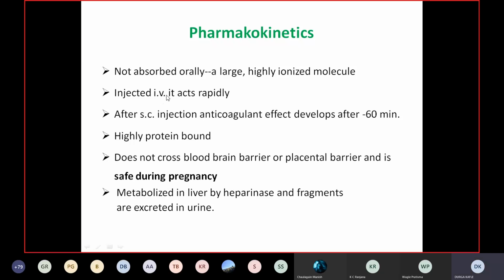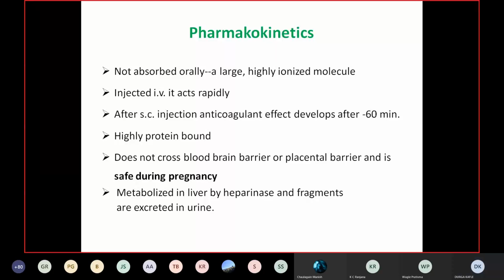When you give it by the intravenous route, it acts very rapidly, within a second it shows its action. So in case of emergency, you prefer this IV route. But after subcutaneous injection, it shows its effect after 60 minutes. So we can see the effect after 1 hour after subcutaneous injection. The subcutaneous injection can be given in case of prophylaxis or whenever there is no emergency condition.